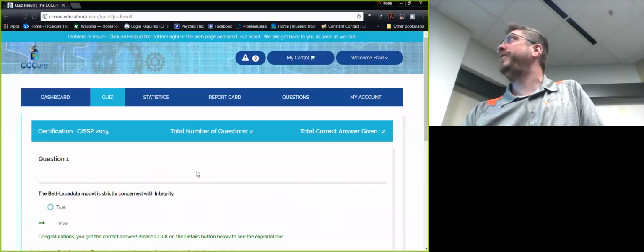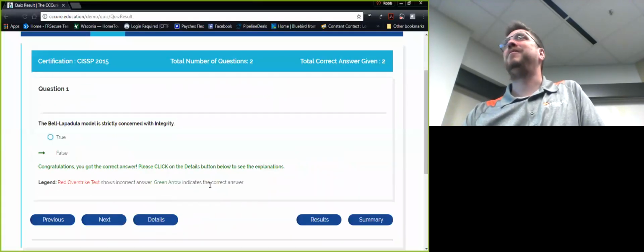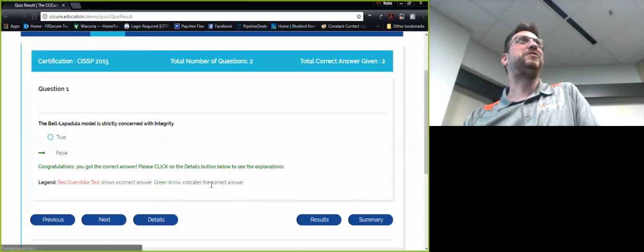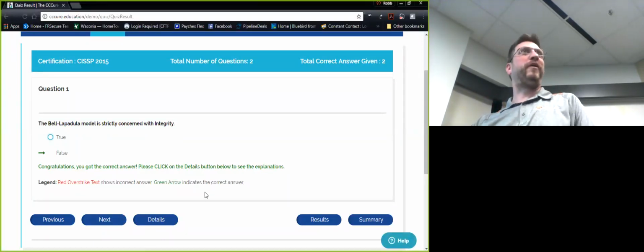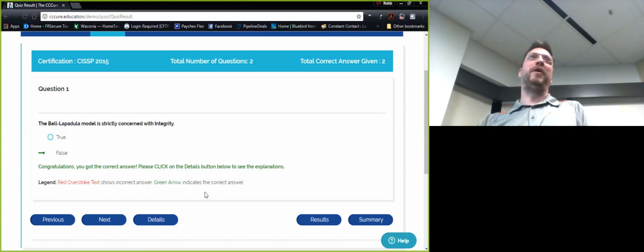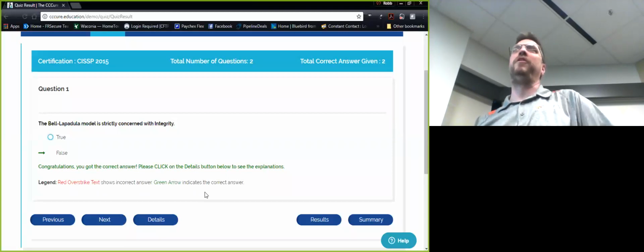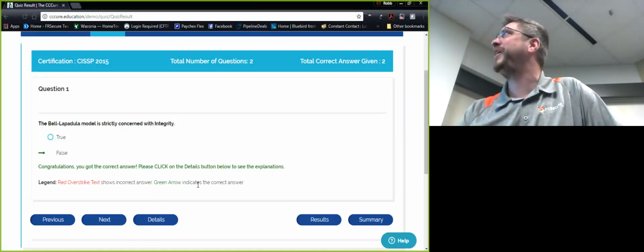I'll say the majority of what's going to be on here are multiple choice answers, but even knowing that those other ones are there, the drag and drop and the hotspots, if you can answer the multiple choice, you'll be able to answer those, right? Because you'll know the information. You just don't be surprised.